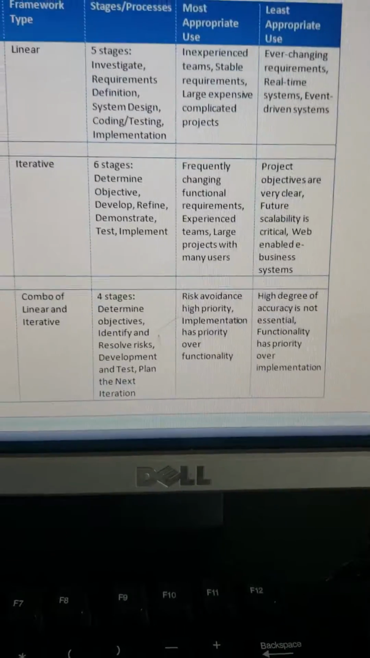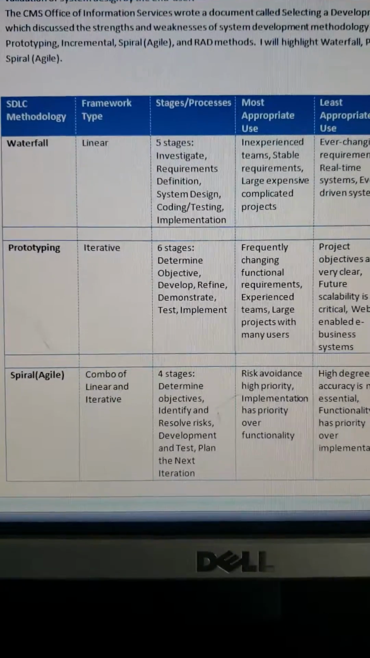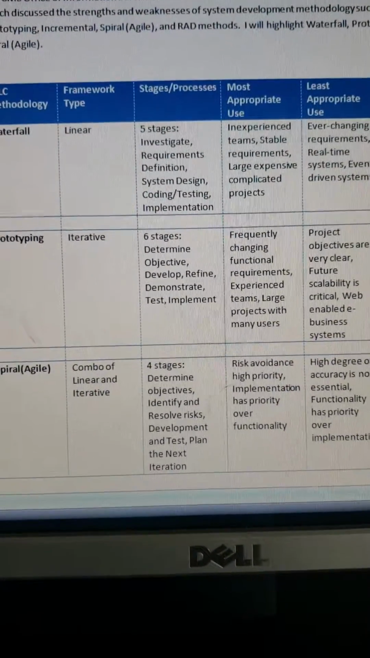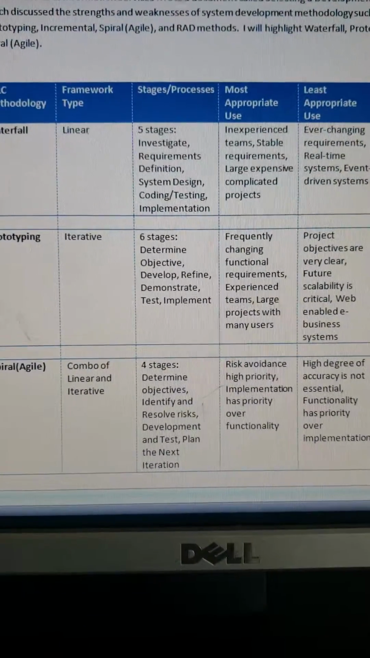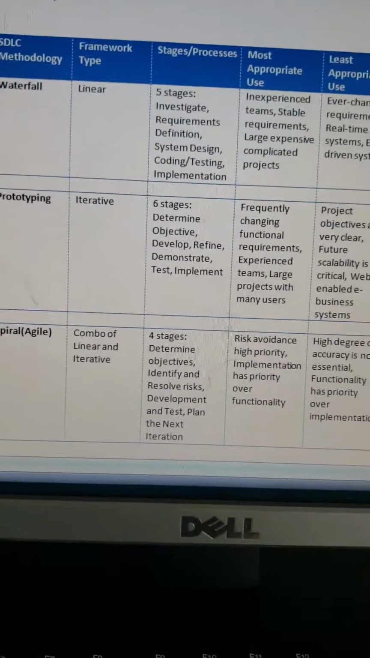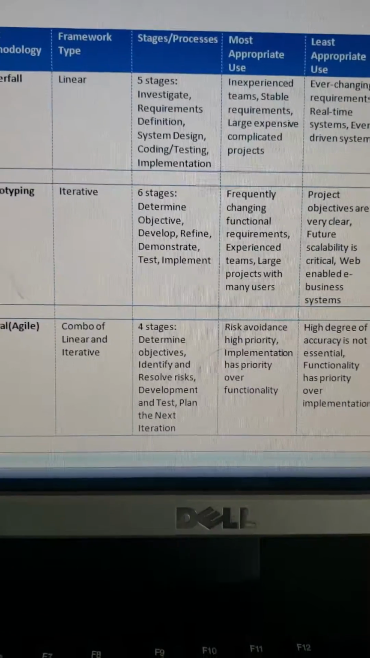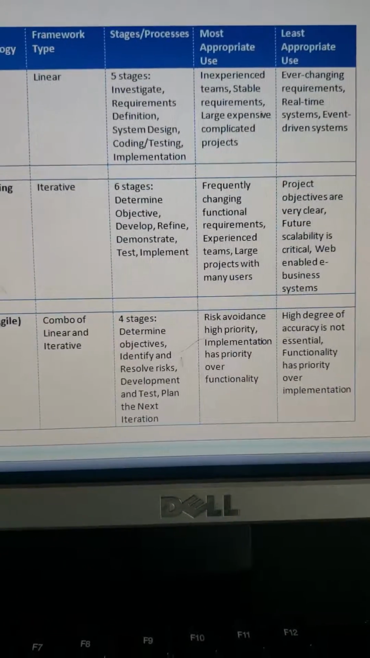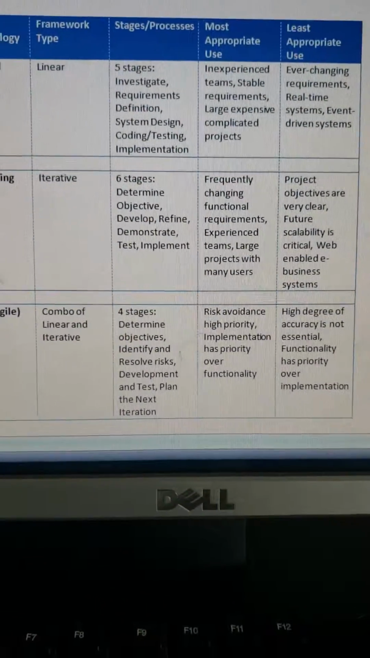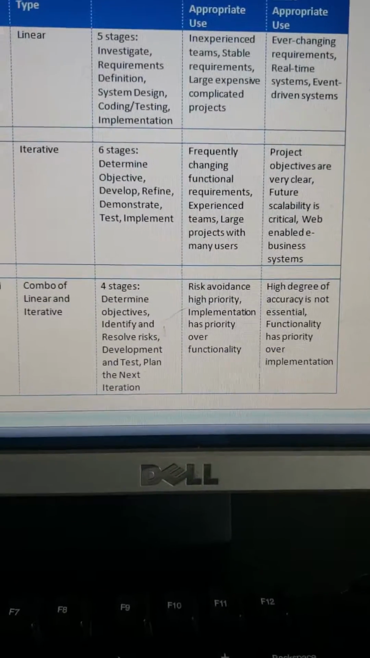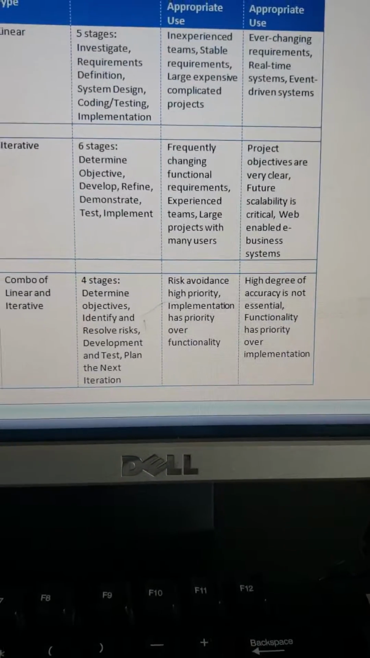Also, prototyping is iterative, meaning that it's done in stages. So the 6 stages are determine objective, develop, refine, demonstrate, test, and implement. Its appropriate uses are for frequently changing functional requirements. Experienced teams should be able to use this without any issues, and it's for large projects with many end users. The least appropriate use is when project objectives aren't very clear, or when future scalability is critical.